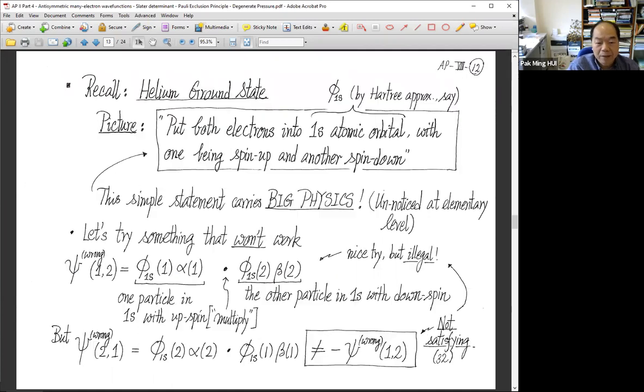Okay, let's think about the helium ground state. Give me 3 more minutes. I give you something to think about until Thursday. All right, so, helium ground state.